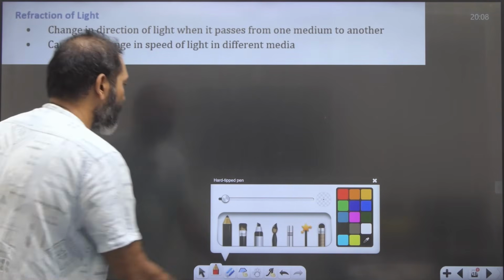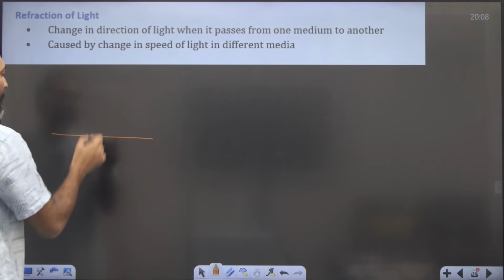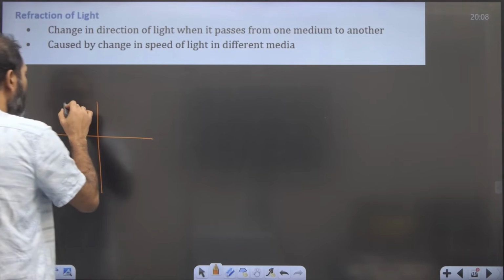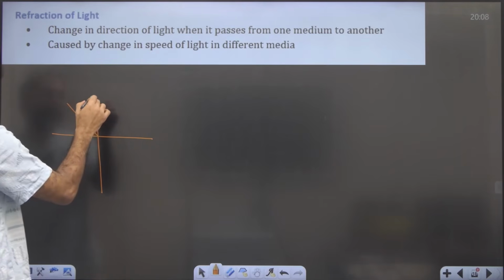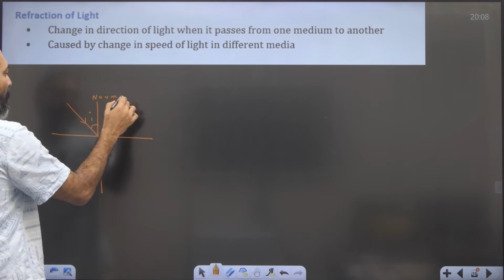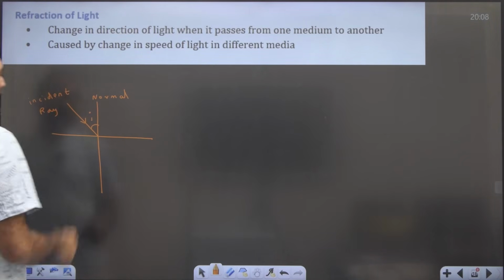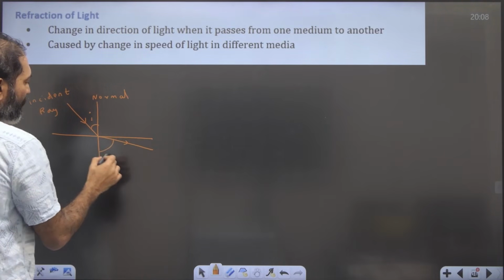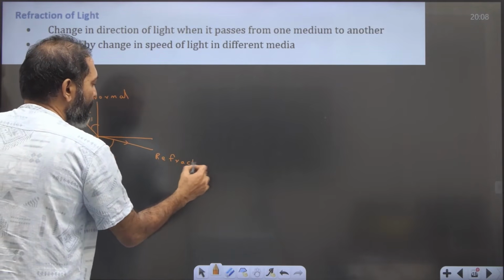See, when light travels from one medium to another, this is a separation between two media. This is the normal and this is the incident ray, making an angle of incidence I with the normal. Now see, this is the refracted ray, so this is the angle of refraction. This is the refracted ray. So what are you understanding?